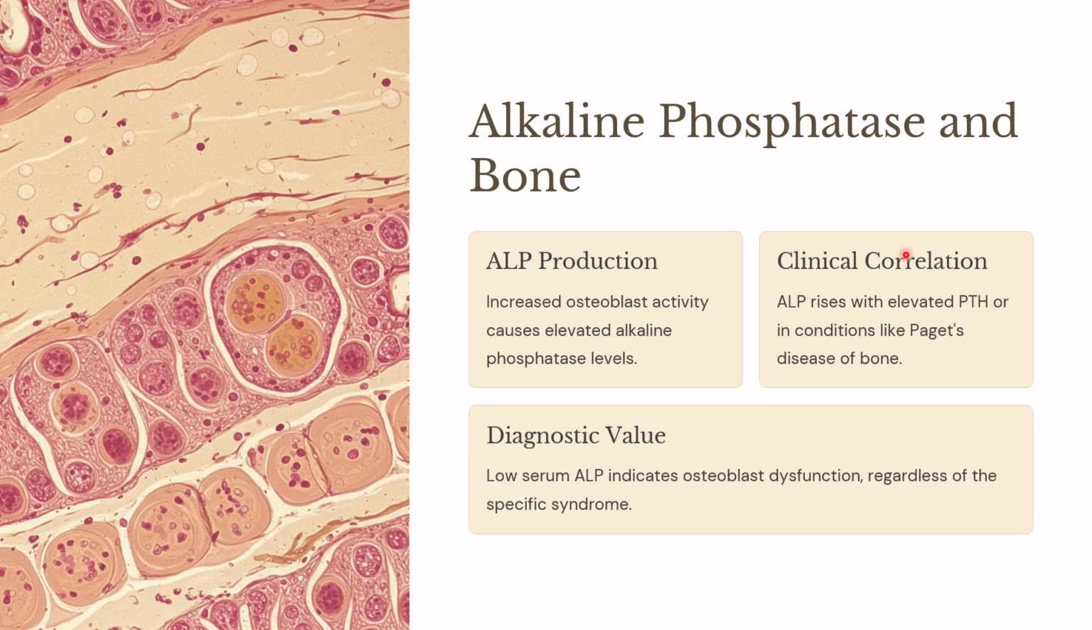Or in conditions like Paget's disease of the bone, where there is abnormal turnover of osteoblastic and osteoclastic activity, whereby due to the increased osteoblastic activity, alkaline phosphatase rises. When there is a low serum alkaline phosphatase, it will indicate osteoblastic dysfunction because the osteoblast is not functioning properly. Therefore, it results in low serum alkaline phosphatase.